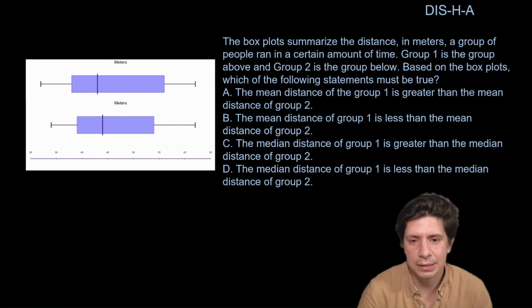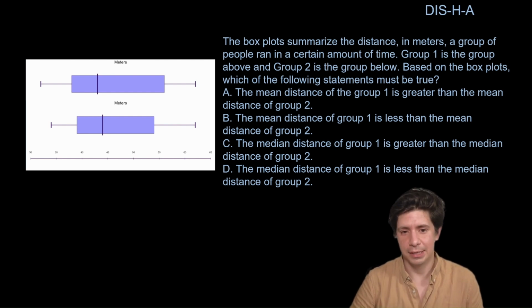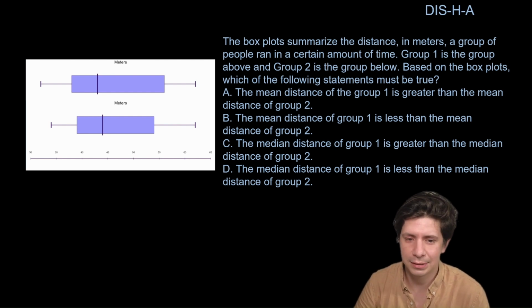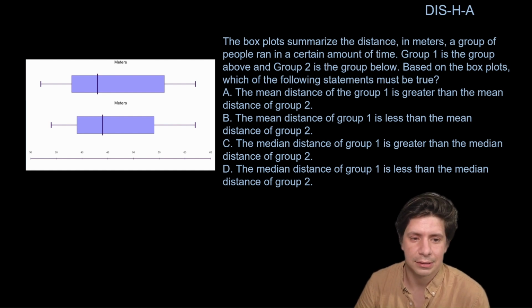The mean distance of group 1 is greater than the mean distance of group 2. We can't really find the mean just from box plots, so it's probably not going to be that. The mean distance of group 1 is less than the mean distance of group 2. Again, probably not that. The median distance of group 1 is greater than the median distance of group 2, and the median distance of group 1 is less than the median distance of group 2.